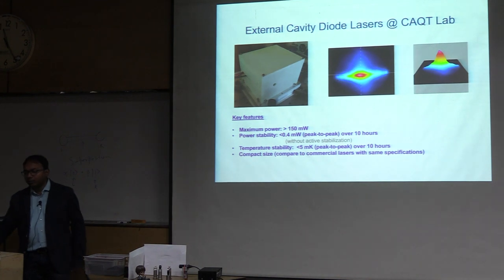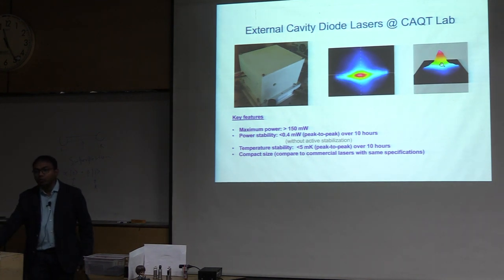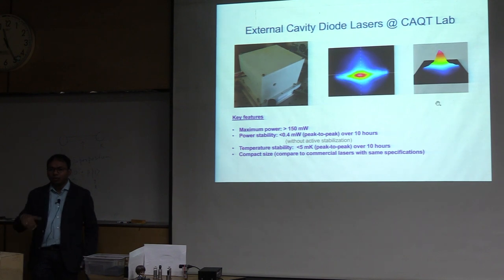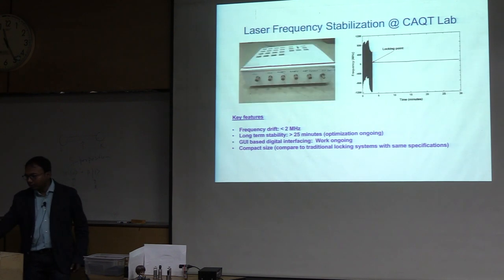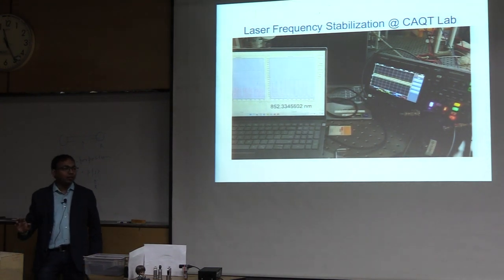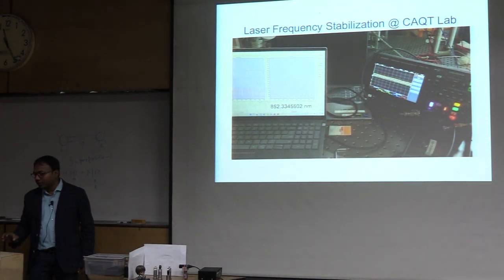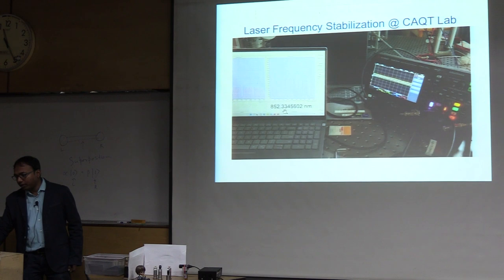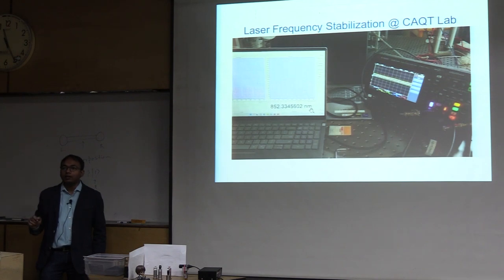And we need lasers, of course. This is the laser, and what you can see is the mode profile. It is a pretty good mode profile. You can see it's like a Gaussian or elliptical. And a few other things, like the frequency stabilization and so on. I'm not going into too much detail. Here also I had a very nice video, but I could not show it. Basically, you can see the wavelength here, 852.3345502 nanometer. This is very precisely determined.